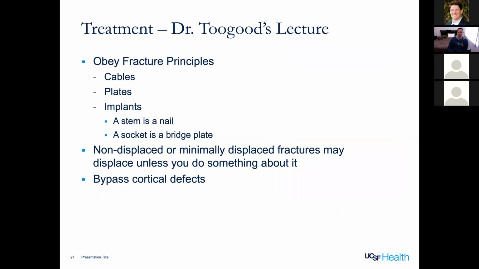The other important principle to remember is that non-displaced or minimally displaced fractures may displace unless you do something about it. That either means using more fixation with a bigger cup and more screws, or it means limiting weight bearing, and you definitely want to bypass cortical defects. You don't want to leave them and assume that they'll be okay, because you are creating a stress riser. Jeff and I have seen plenty of cases where something fractured through that cortical defect.